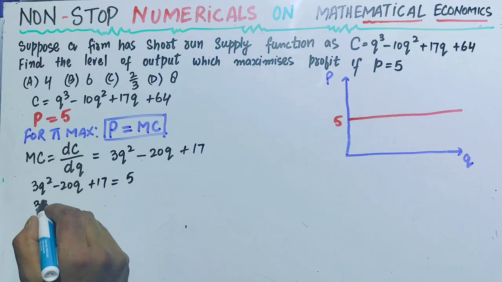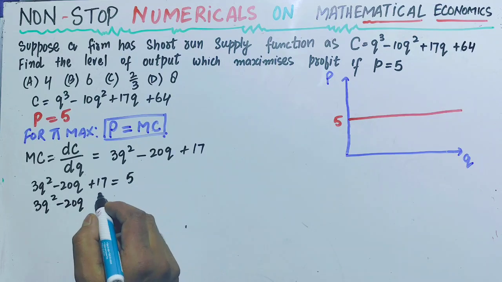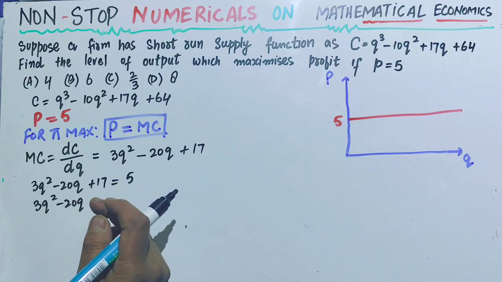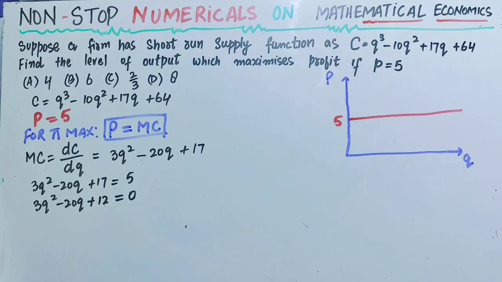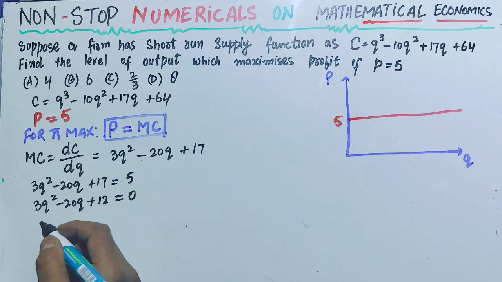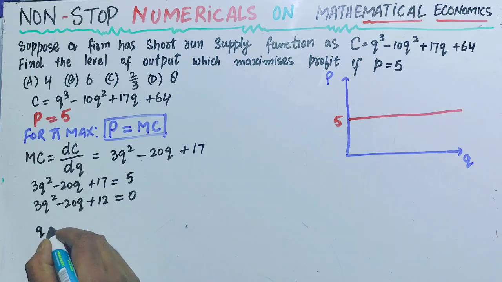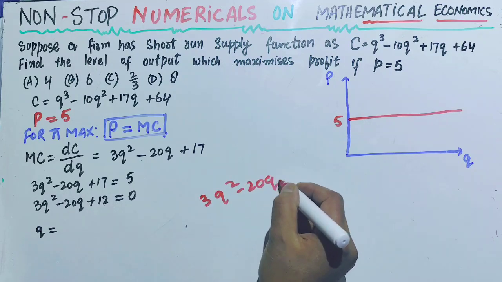Solving, we get 3Q square minus 20Q. If I transpose this 5, it gets subtracted. 17 minus 5 comes out to be 12 here, and we set it equal to 0. Since we have a quadratic function, we need to solve it using the formula. So how do we solve a quadratic function? We have 3Q square minus 20Q plus 12.